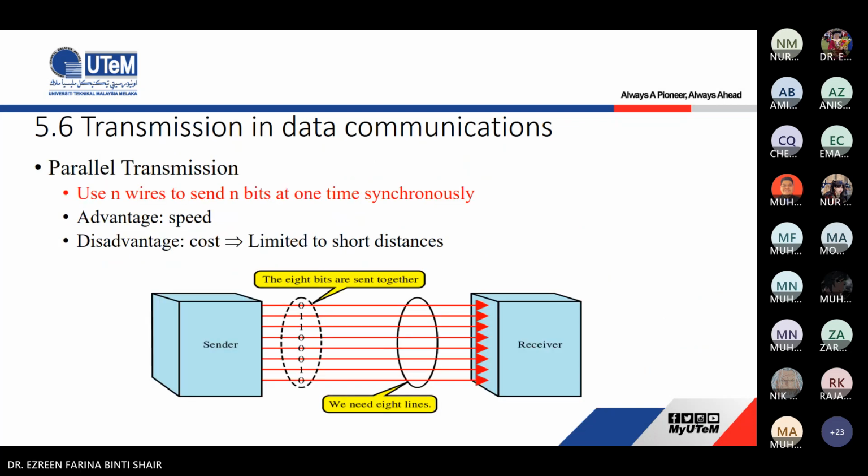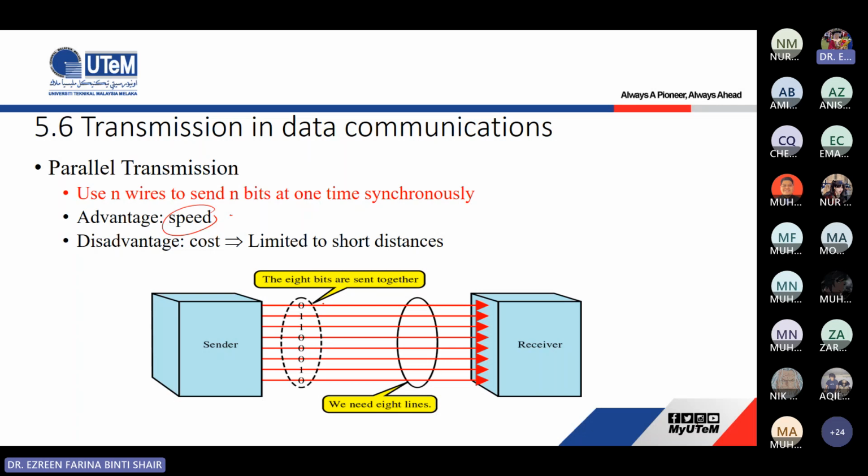Let's look at the first one, which is parallel transmission. Just now I already told you that you can send more than one bit at a time. Over here we can send up to 8 bits altogether: 1, 2, 3, 4, 5, 6, 7, 8. So the advantage of parallel transmission is of course in terms of speed, because you can send more bits at a time.